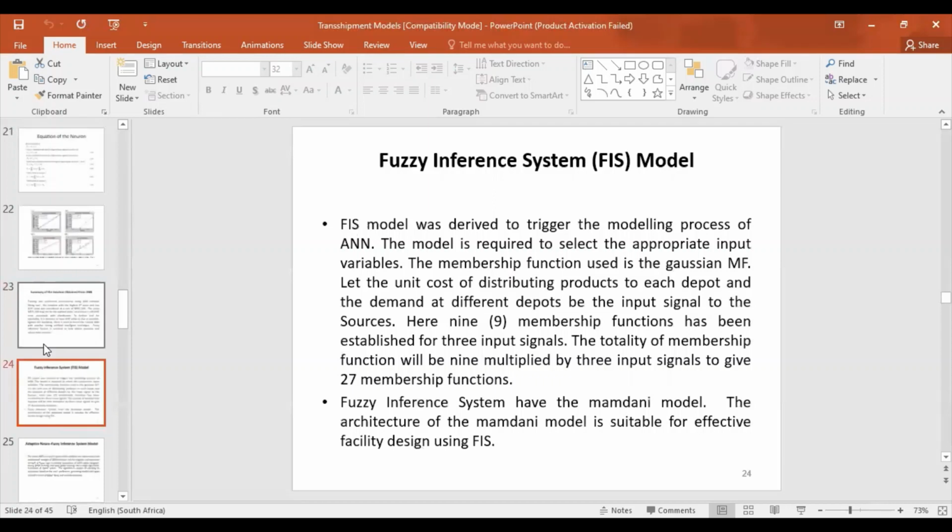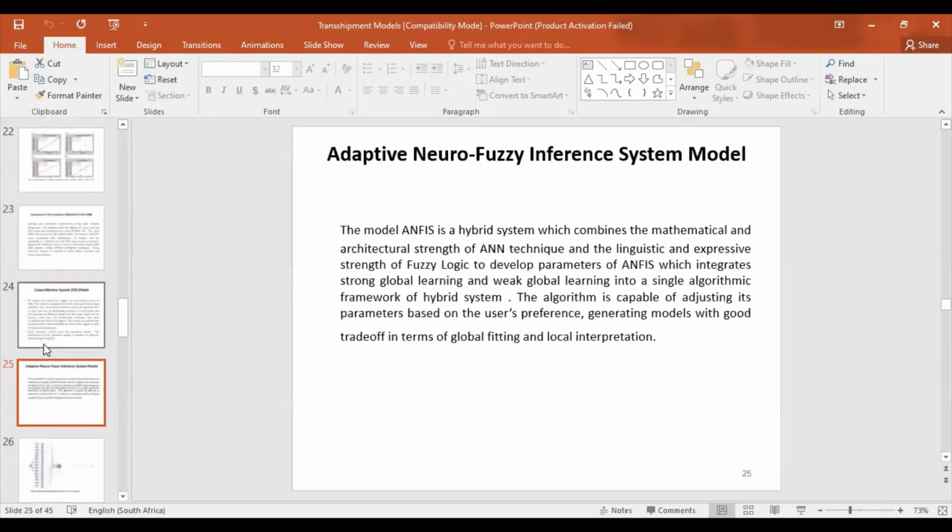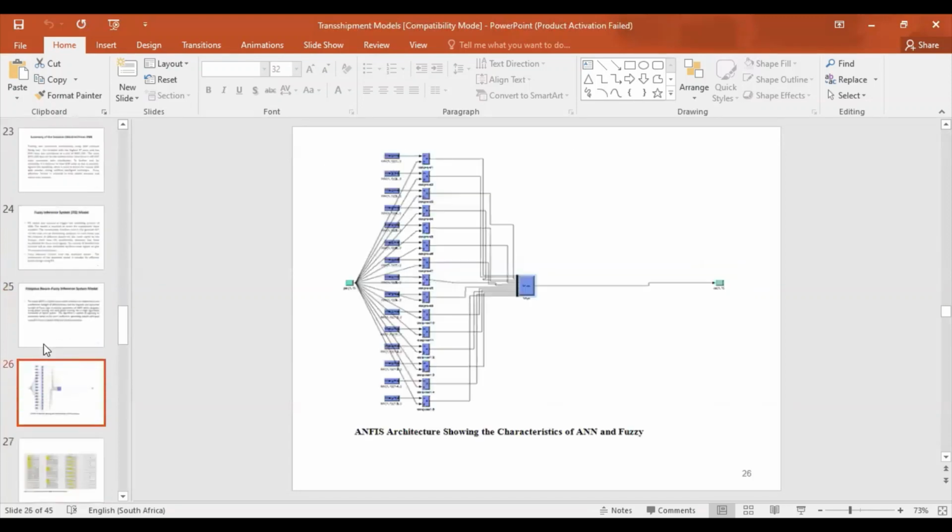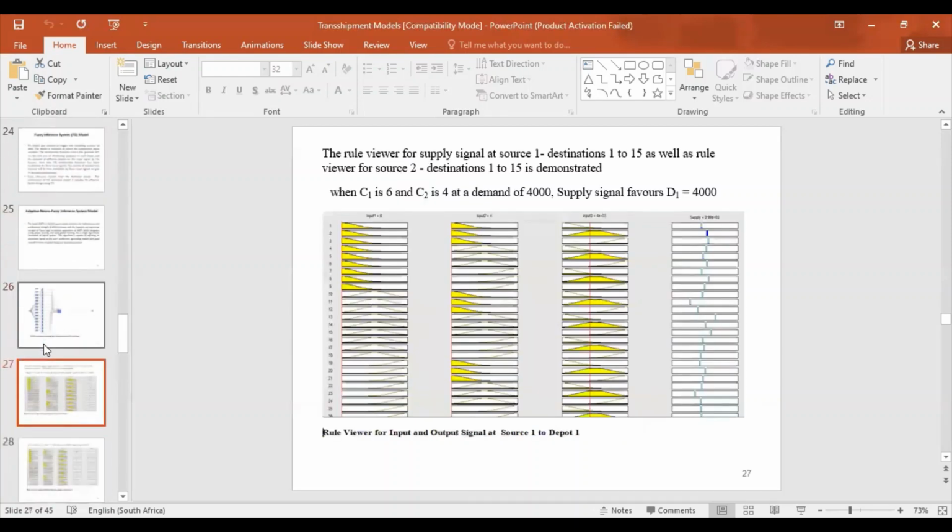Here we present the fuzzy inference system model, and let me go straight to the next slides for the adaptive neural fuzzy inference system. The model of ANFIS, which is a hybrid algorithm, combines the neural network and the fuzzy inference system. So this is the architecture of the adaptive neural fuzzy inference system, showing the synchronization of the ANN and the fuzzy inference system. So now testing the model using the ANFIS adaptive neural fuzzy on MATLAB 2020.